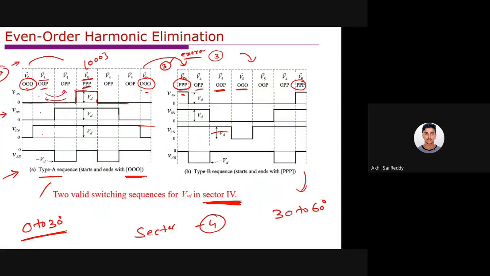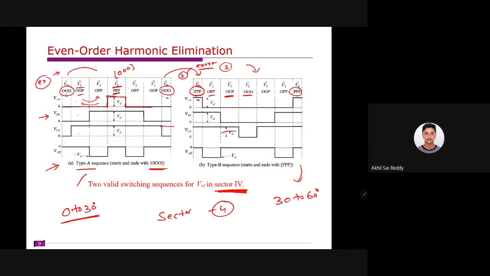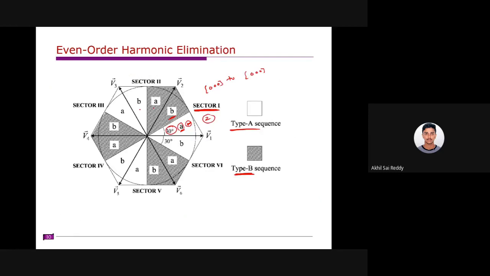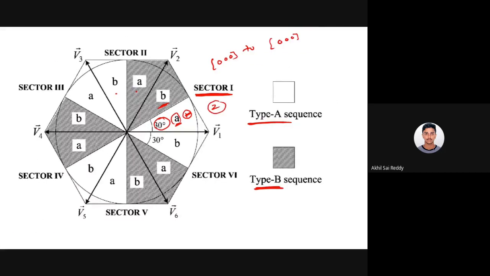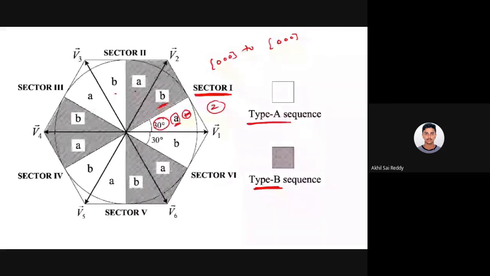Normally, within 0 to 60, when it is changing from one sector to another sector, there should be no change in the switching, right? So here this is ended at PPP, right? So this point, for example, it started as 0, 0, 0 and it ended at PPP. Right. So for the next one, what do we have to select here?